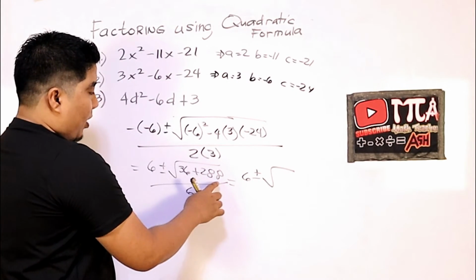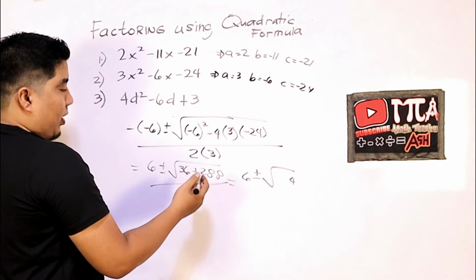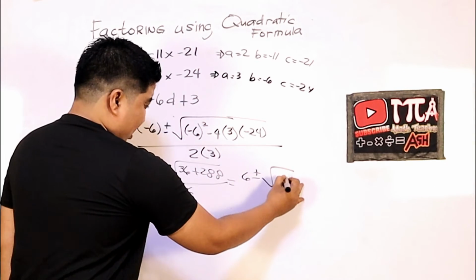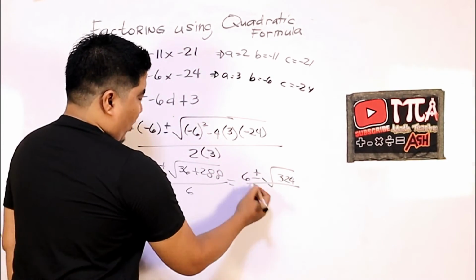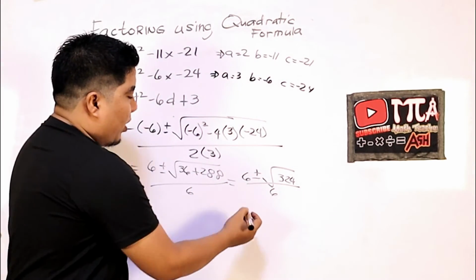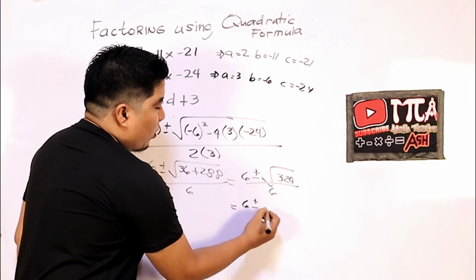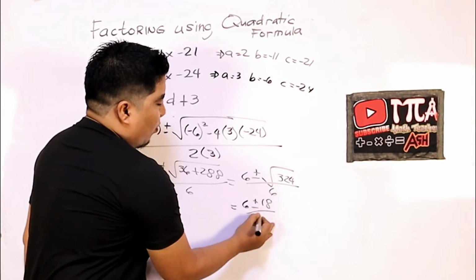So we have 6 plus or minus the square root of 36 plus 288, which is 324, over 6. And the square root of 324 is 18. So we have 18 over 6.